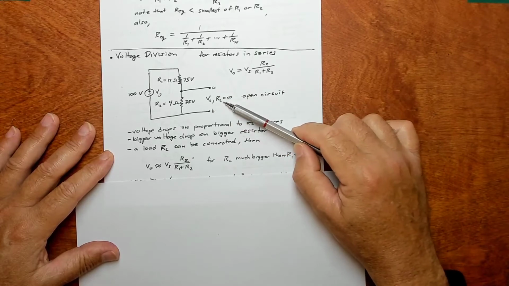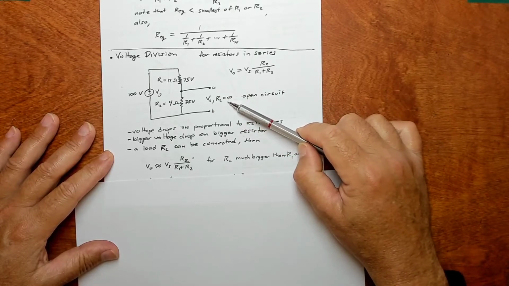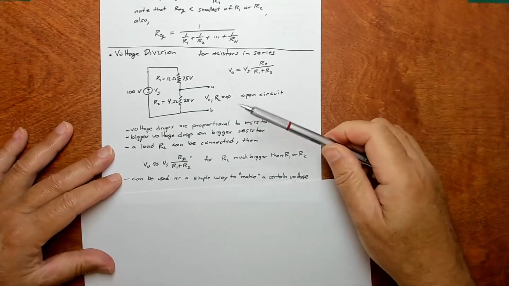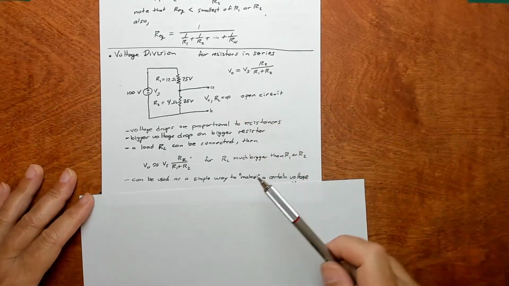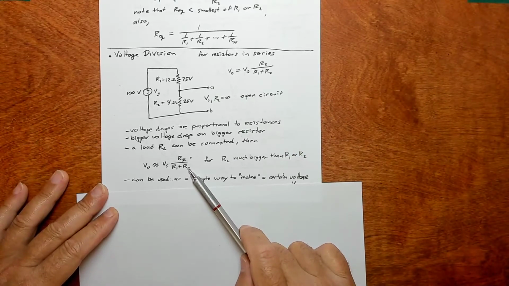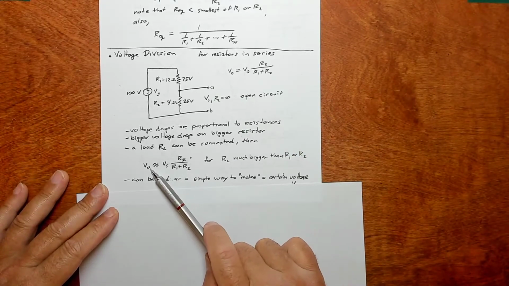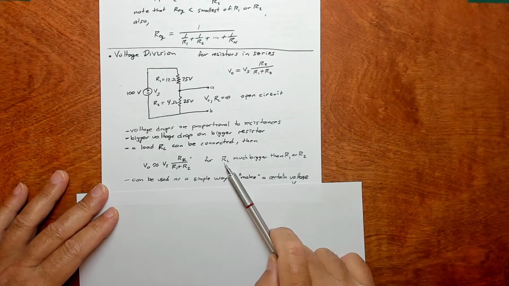Which is another way of saying that the load resistance is infinite. But it won't always be infinite. It'll often be some other resistor. So you can still use voltage division to get an approximate value for V0 when you have a load.